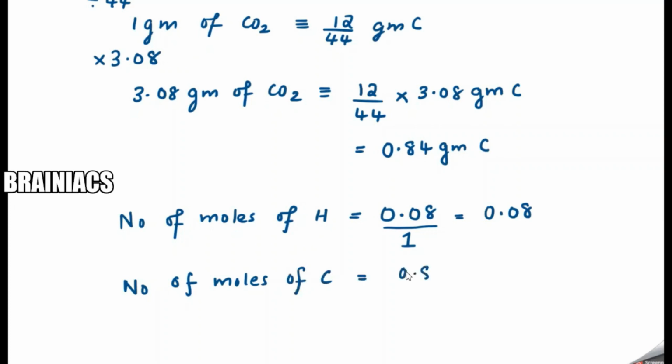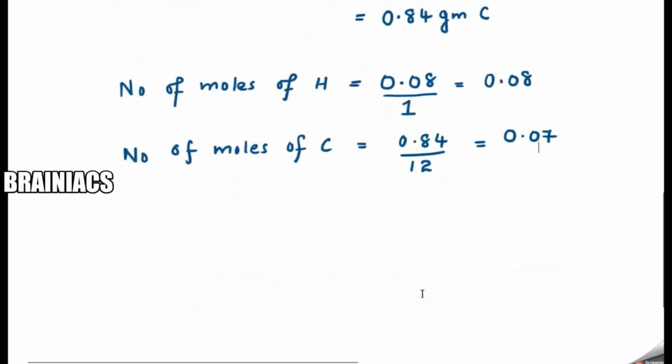We have calculated 0.84 divided by the atomic mass of carbon, that is 12. If you divide this, you will get 0.07, correct? Okay, now we will try to see the simplest ratio of this. So carbon is to hydrogen is equal to 0.07 is to 0.08. So we cannot further simplify this.